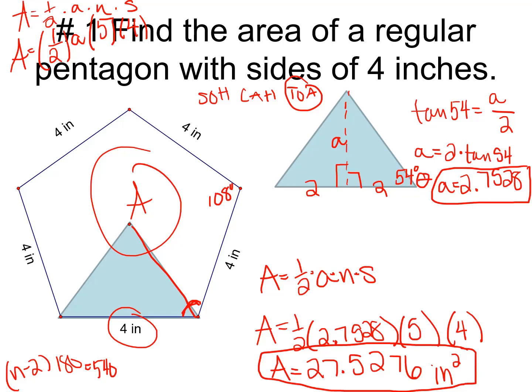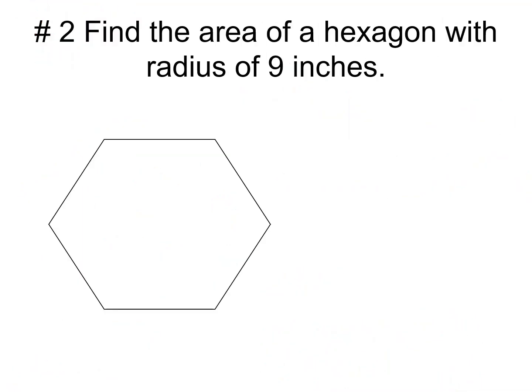Okay, let's try another example. Number 2, find the area of a regular hexagon. I know it doesn't say that, but we'll assume it's regular. A regular hexagon with a radius of 9 inches. Okay, so we've got to label some stuff in the triangle. The radius, remember, is from the center of the hexagon to one of the vertices.